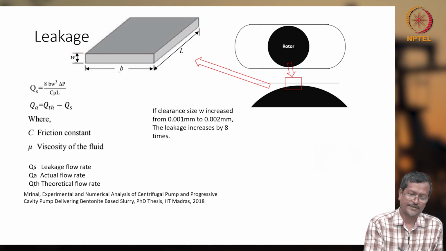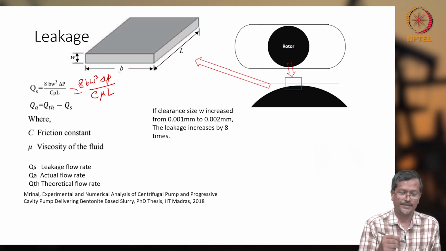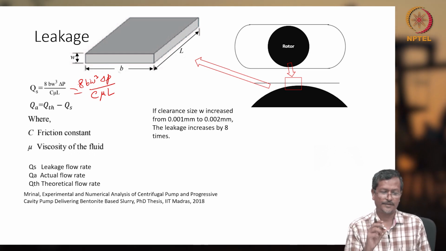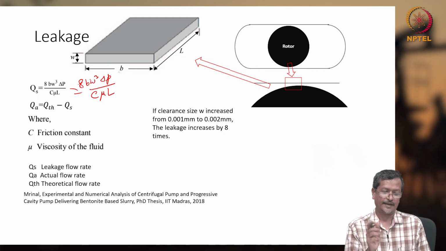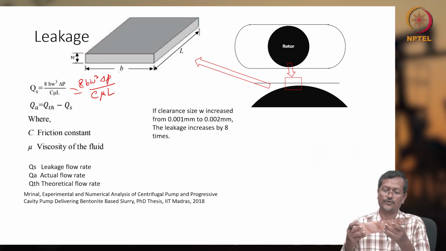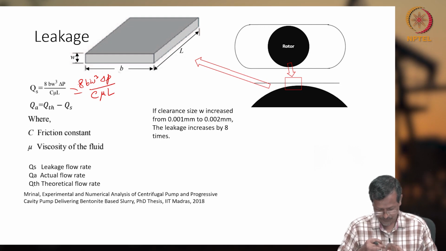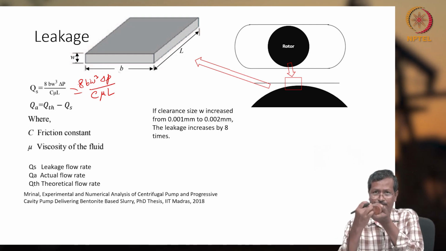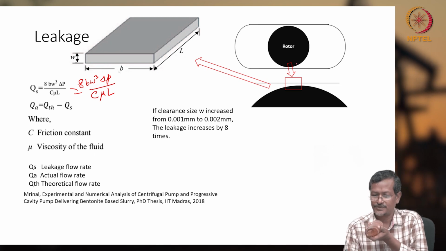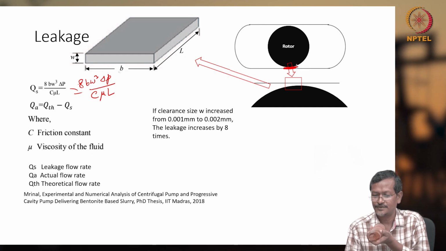So the leakage formula is like this: 8 B W Q del P C mu L. B means width, W means height, and L means length. So how is it working? Where are my rotor and stator? You see the rotor and stator touching. So the rotor and stator have a sealing area. Let us say this is the sealing area. You see in my picture, I marked it in red color, this is the sealing area.